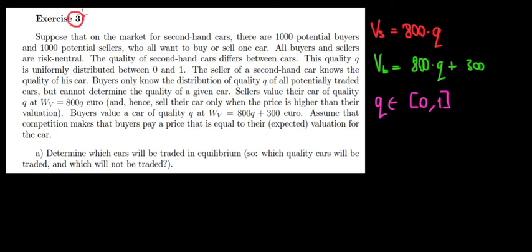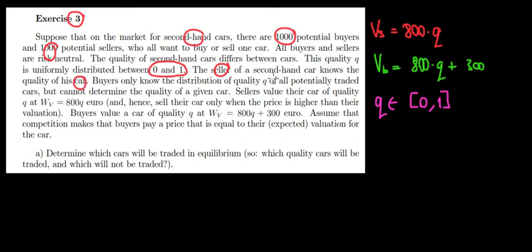Let's have a look at question 3 in this video. So we have a market for second-hand cars, and there are 1,000 buyers and 1,000 sellers in it. Okay, the quality of the cars differ. This is uniformly distributed between 0 and 1, so really bad and really good cars. Now the seller of the car knows the quality of his car, but the buyers do not know it.